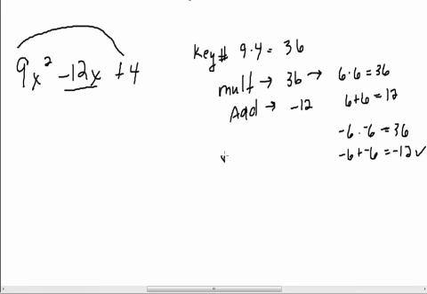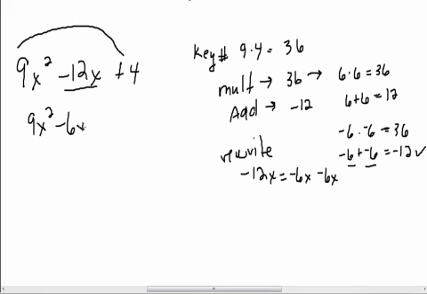So I'm going to rewrite the middle term, which is negative 12x, using these 2 numbers. So instead of negative 12x, I write negative 6x minus 6x. So let's rewrite over here. 9x squared minus 6x minus 6x plus 4. And now I have 4 terms, so I'm going to group.